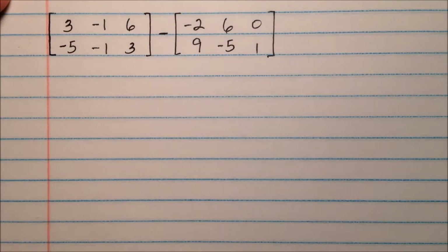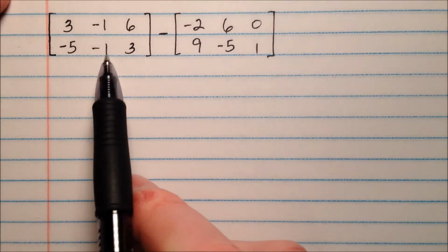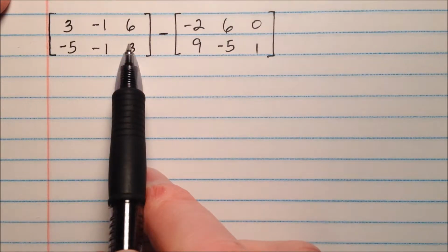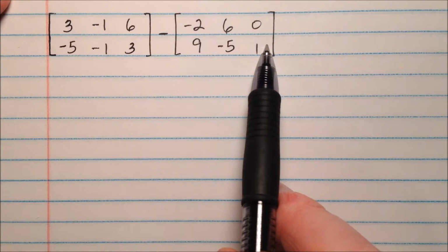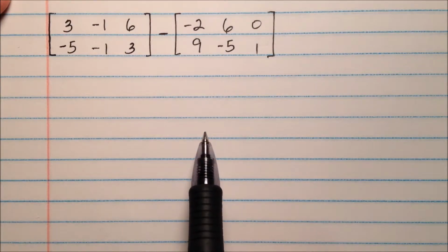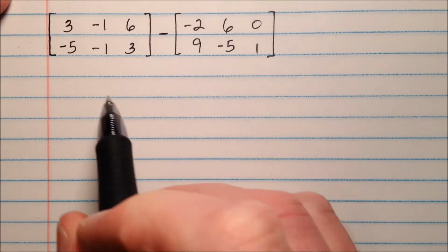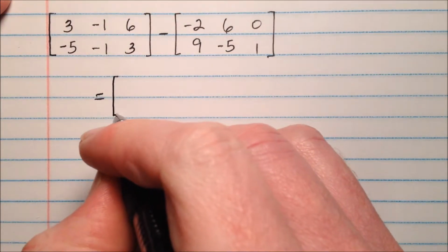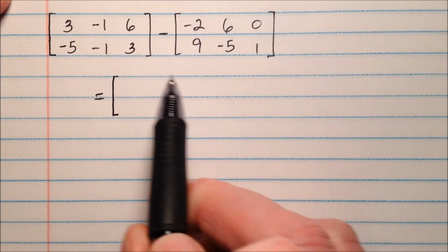And the directions tell us to evaluate each matrix expression, and if the operation is not possible, state that it is undefined. So these two matrices are going to be subtracted, and this guy has 2 rows and 3 columns. This guy has 2 rows and 3 columns. They are the same dimensions, so I can do this subtraction.